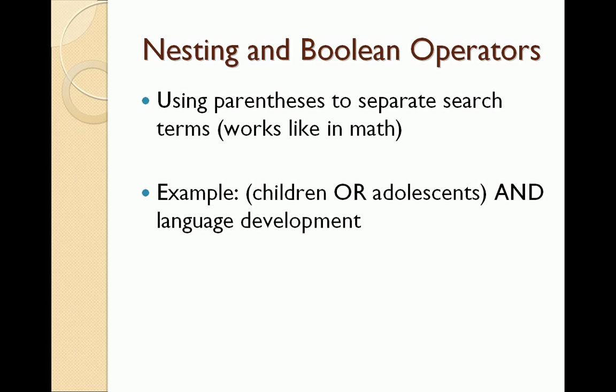So an example would be (children or adolescents) and language development. What I'm telling the database to do here is, hey, look in these parentheses, find children or adolescents. So it goes in, it looks for the terms children, the terms adolescent, and finds all of them, and then searches that with language development, and so takes out everything that's not about language development. So that's a way to use those parentheses with the Boolean operator so that you can make it work better and use longer search terms.